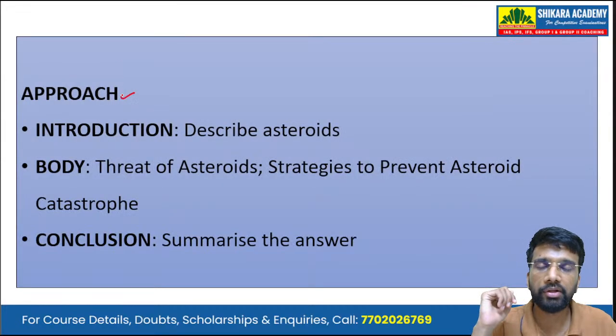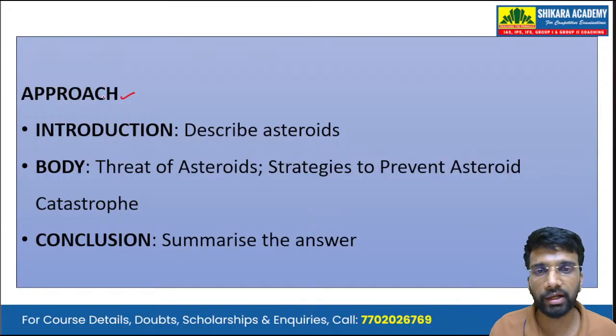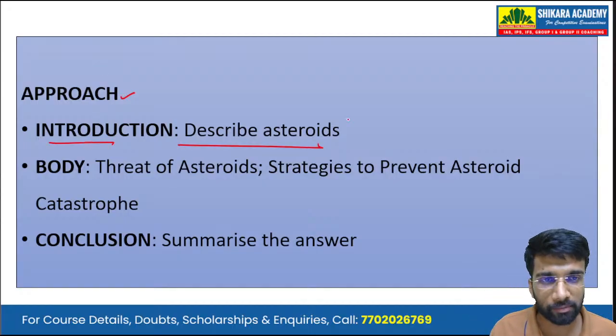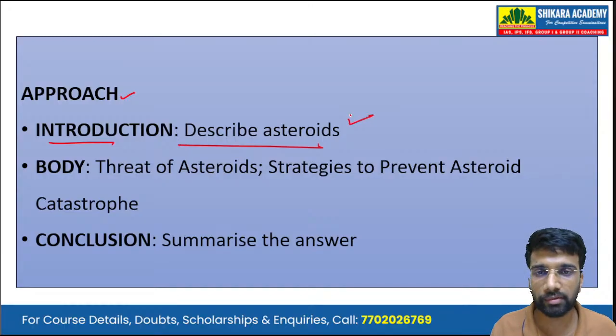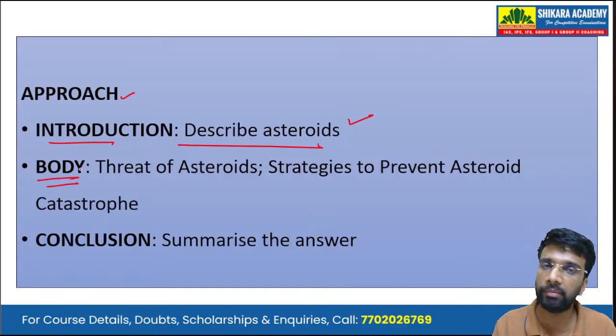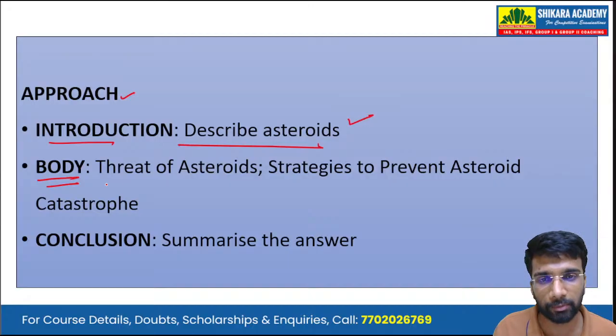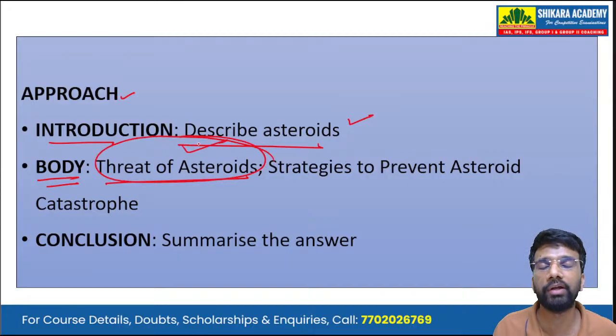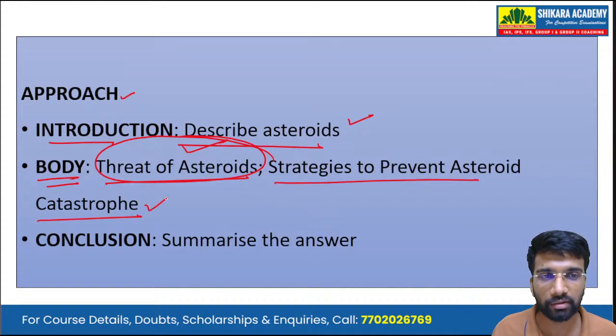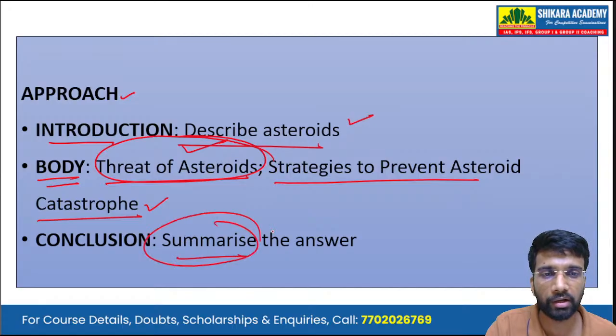So while writing the answer, the approach that we'll be following is that in the introduction we describe the asteroids. Okay, we write the definition of asteroids. Then in the body we address the other demands of the question. That is, we write the threat perception of the asteroids, the threat level that is caused by the asteroids, and the strategies to prevent the asteroid catastrophe. Then in the conclusion we will be summarizing our answer.